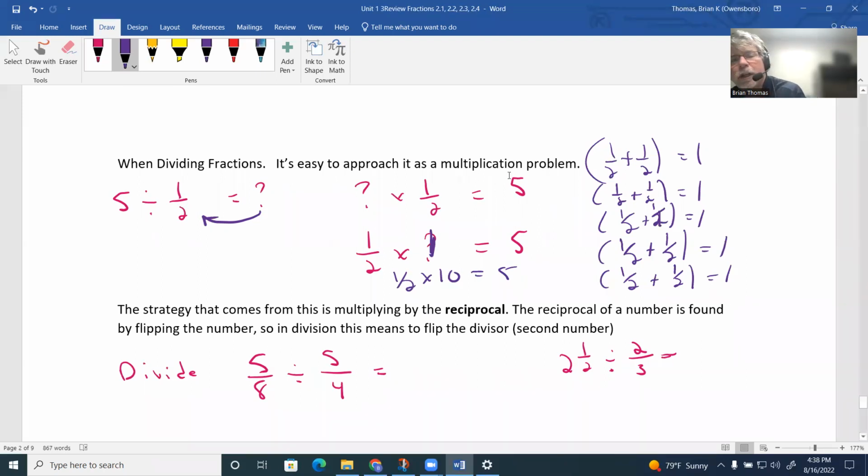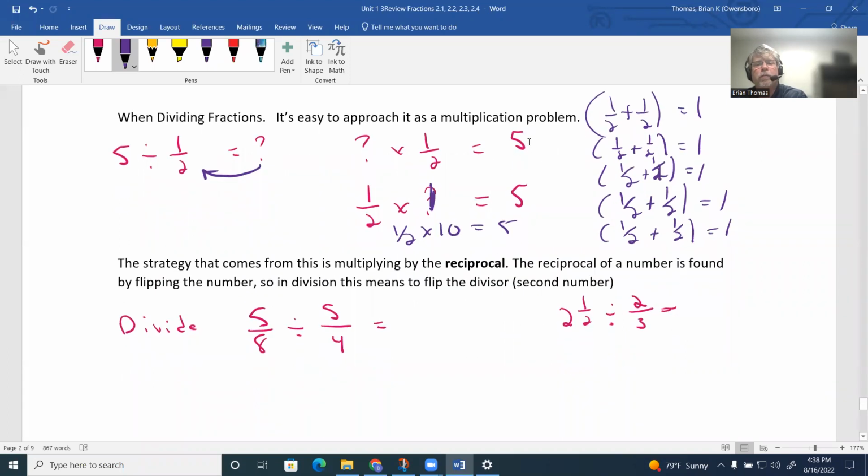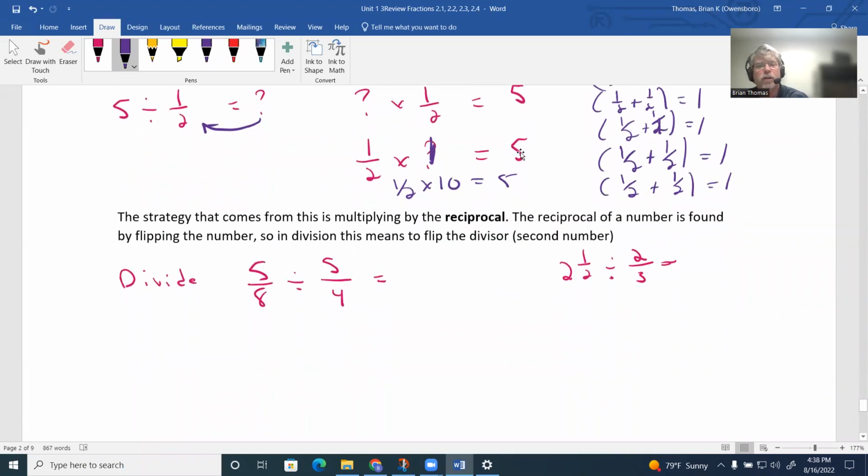So what I pick up on is that seems a little bit much. So there's actually a quicker strategy. The strategy comes from what we call multiplying by the reciprocal. The reciprocal kind of means to flip a number. So in division, when we divide fractions, we're going to be flipping the divisor.